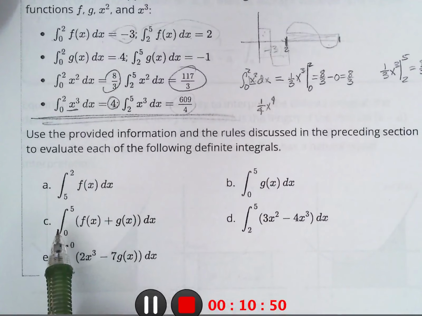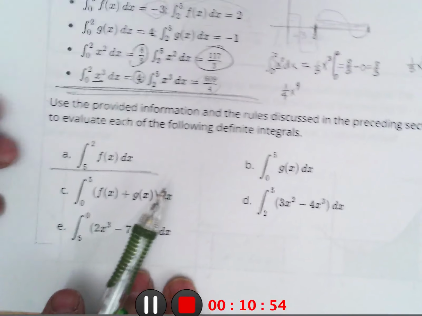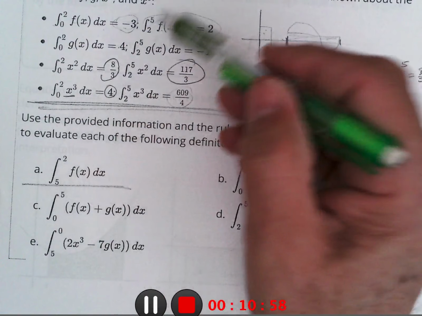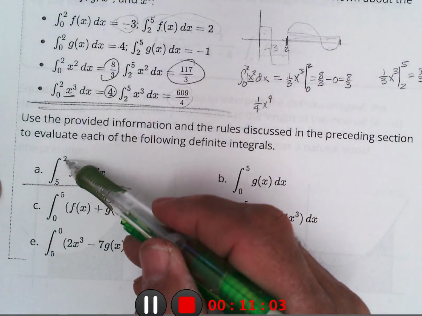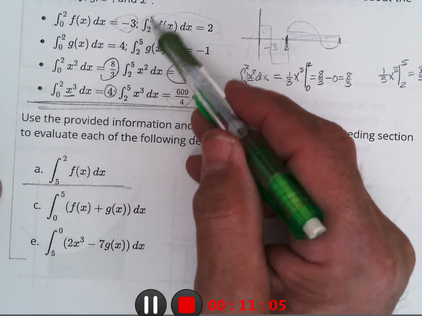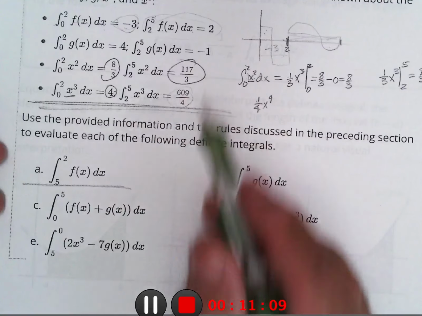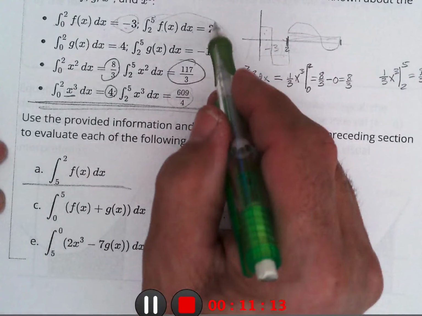We're supposed to try to figure out what this is. Well, the area under f of x from 2 to 5 is 2. But they said from 5 to 2 and not 2 to 5. They turn these around. And if you remember from just a little bit ago, if you turn them around, you get the negative of what you got before. So the answer to this is -2.